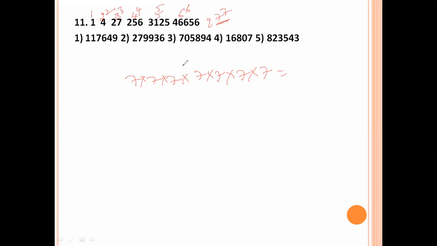So here we use the unit digit method. That means find the last digit. Depending on the last digit, we decide the option. 7 7 is 49, last digit is 9. 9 7 is 63, last digit is 3. 3 7 is 21, last digit is 1. 1 into 7, 7. 7 7 is 49, last digit 9. 9 7 is 63, last digit is 3. So last digit is 3. So here we have only one option with last digit 3. So option number 5 is the right answer.